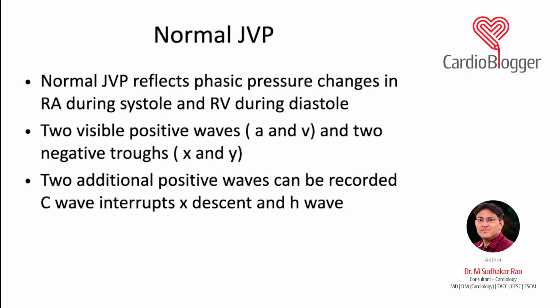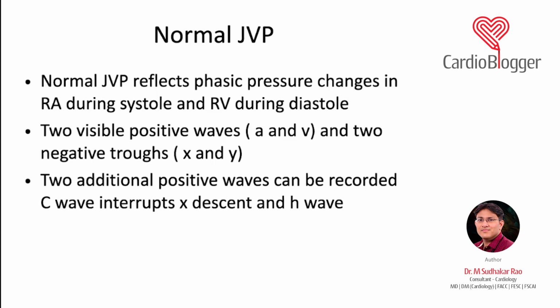Now coming to a normal JVP. Now as I already told you, it reflects the phasic changes in the RA during the systole and the RV during the diastole. There are two positive, actually there are three waves, but because the C wave is not appreciated, there are two positive waves.